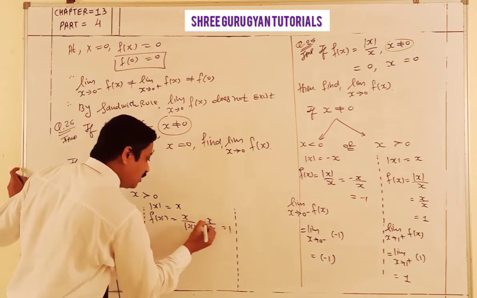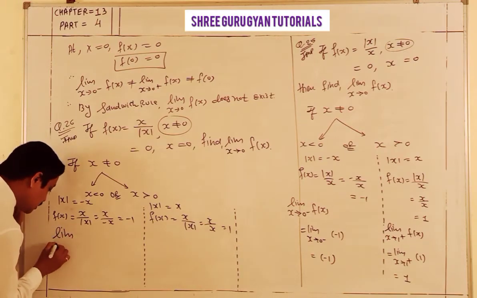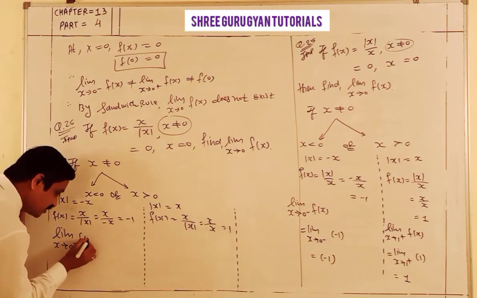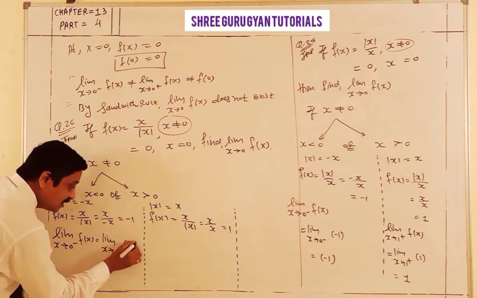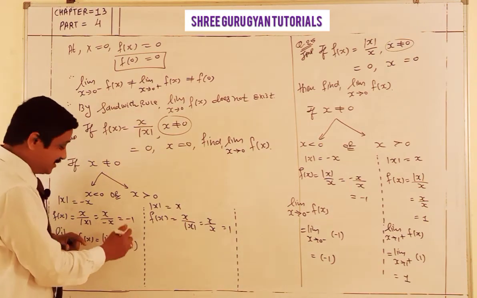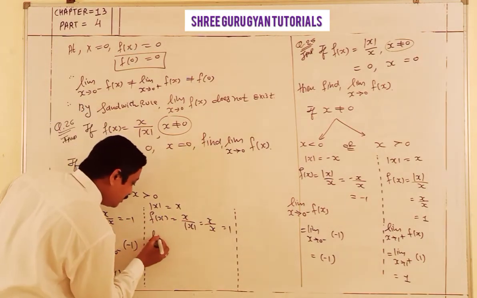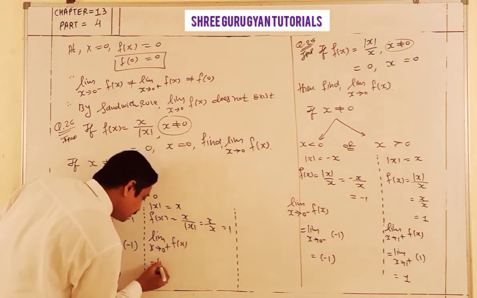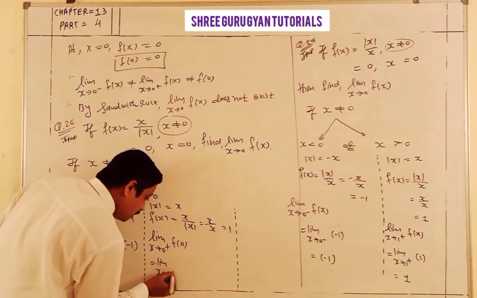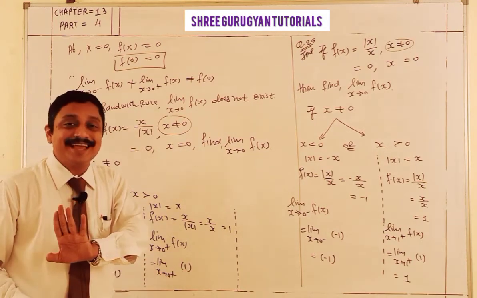But it is 1 only. So the limit as x tends to 0 from the left of the function has what answer? Minus 1. So my answer is minus 1. Same as here, the limit as x tends to 0 from the positive side of the function is 1, and they are not the same.